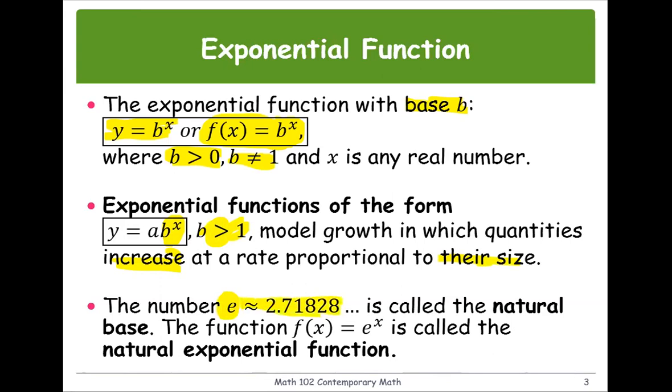2.71828 and so forth. This is an irrational number, which is not an ending decimal number or a repeating decimal number. And this number we can use as the base b. If it is used as the base b, instead of the b, we write the e. This one is called the natural exponential function because the base is the natural number.